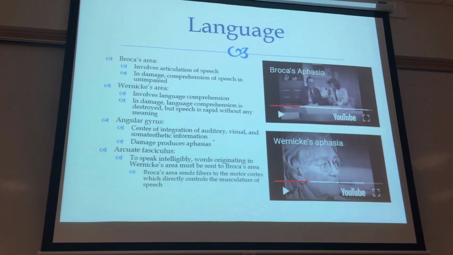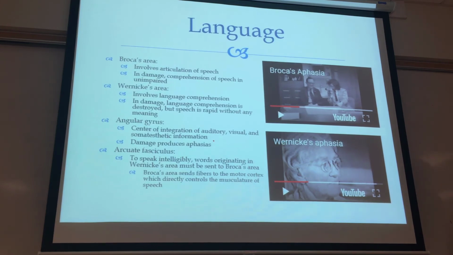You can see that she has some issues. There's nothing really wrong with her ability to speak, but she really can't understand very well. Typically you would see these aphasias as a result of damage to those areas of the brain, such as stroke, or any traumatic injury to that particular area.